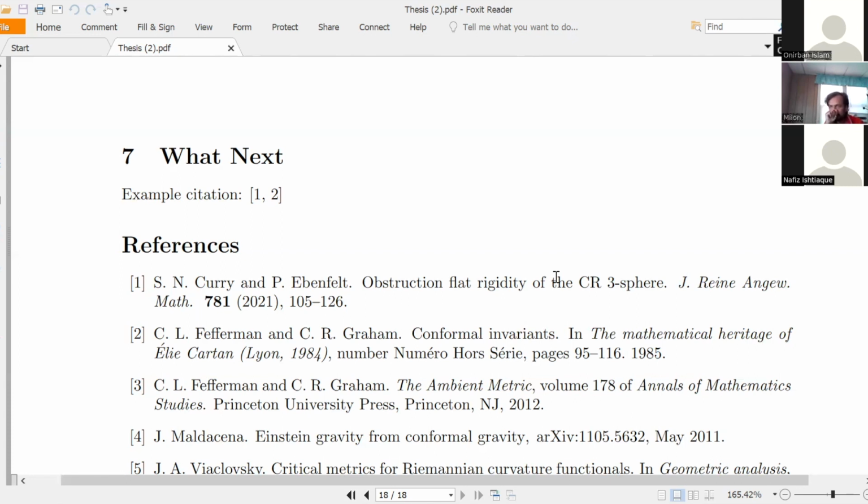And are there weird gravitational solutions in conformal gravity? By weird, I mean singular, like black hole sort of things.